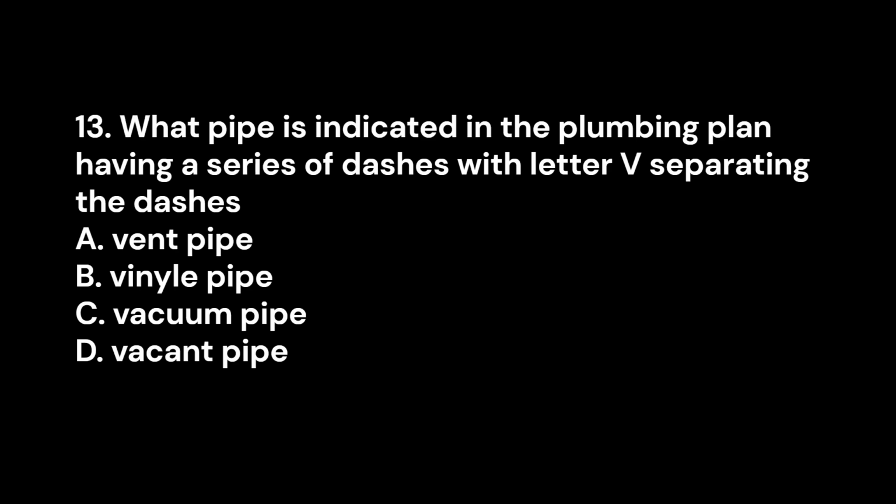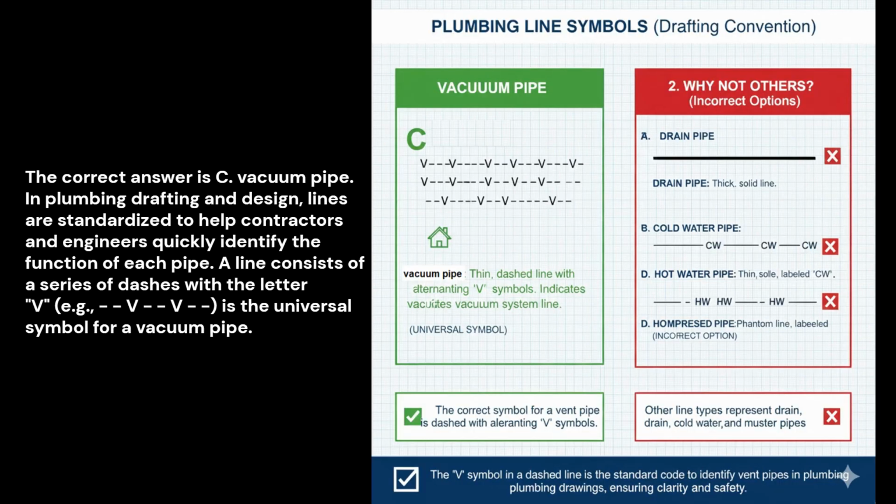Number 13. What pipe is indicated in the plumbing plan having a series of dashes with letter V separating the dashes? A. Vent pipe. B. Vinyl pipe. C. Vacuum pipe. D. Vacant pipe. The correct answer is C.